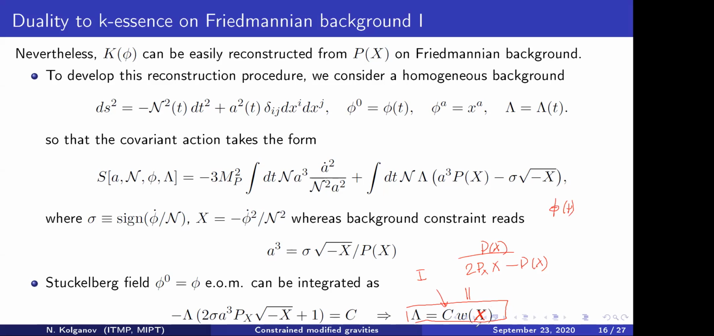So we can express, by means of some differential equation, x of phi, and substitute here and obtain lambda as some function k of phi zero, or k of phi in our notation.